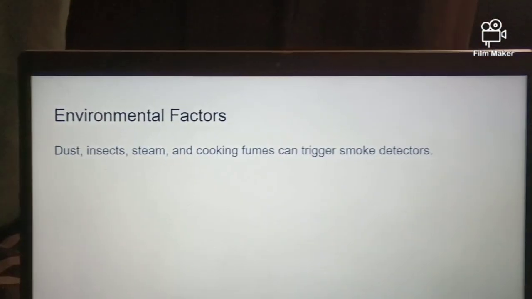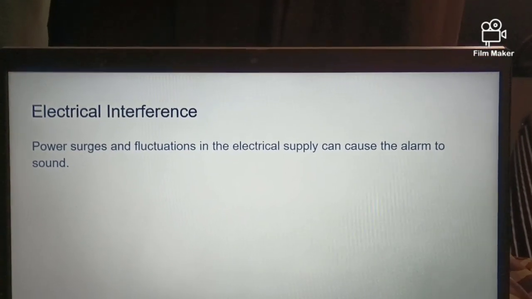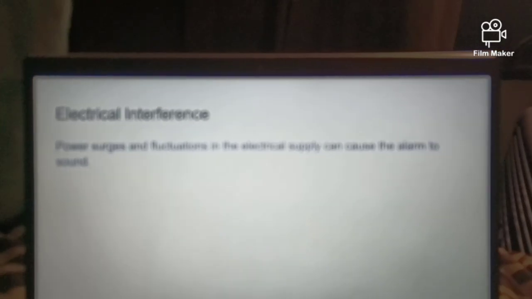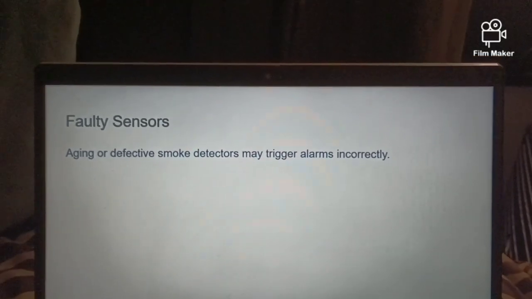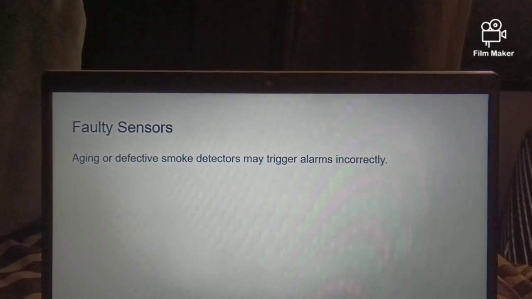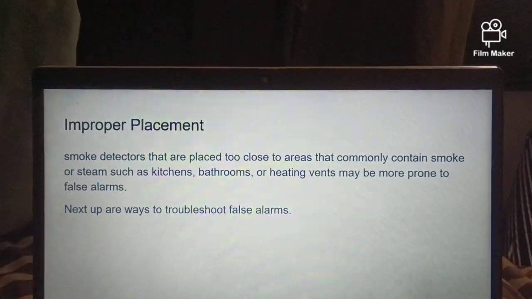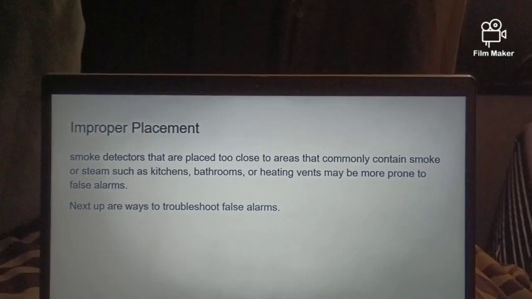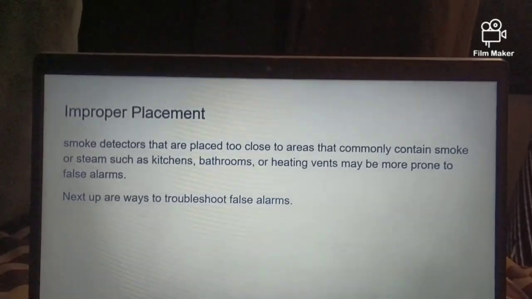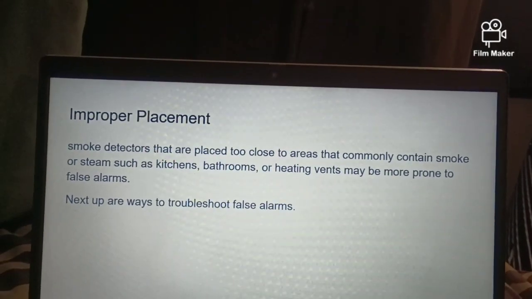Environmental factors. Dust, insects, steam, and cooking fumes can trigger smoke detectors. Electrical interference. Power surges and fluctuations in the electrical supply can cause the alarm to sound. Faulty sensors. Aging or defective smoke detectors may trigger alarms incorrectly. Improper placement. Smoke detectors that are placed too close to areas that commonly contain smoke or steam, such as kitchens, bathrooms, heat vents, may be more prone to false alarms.